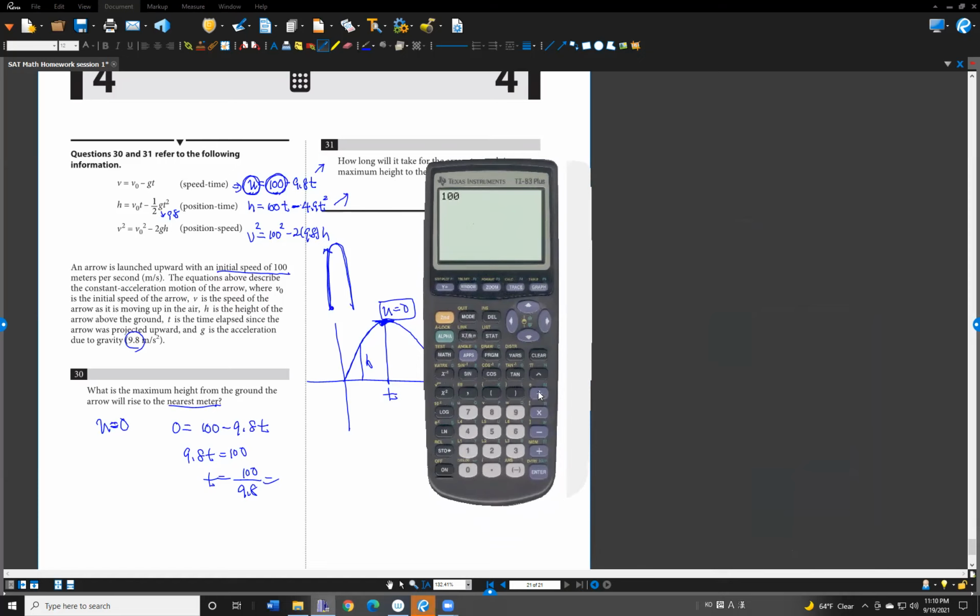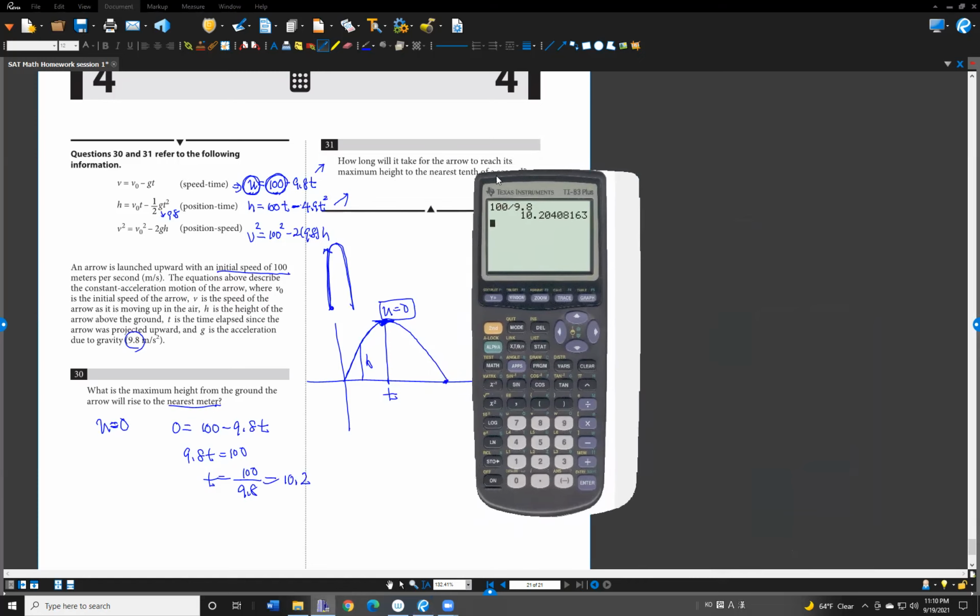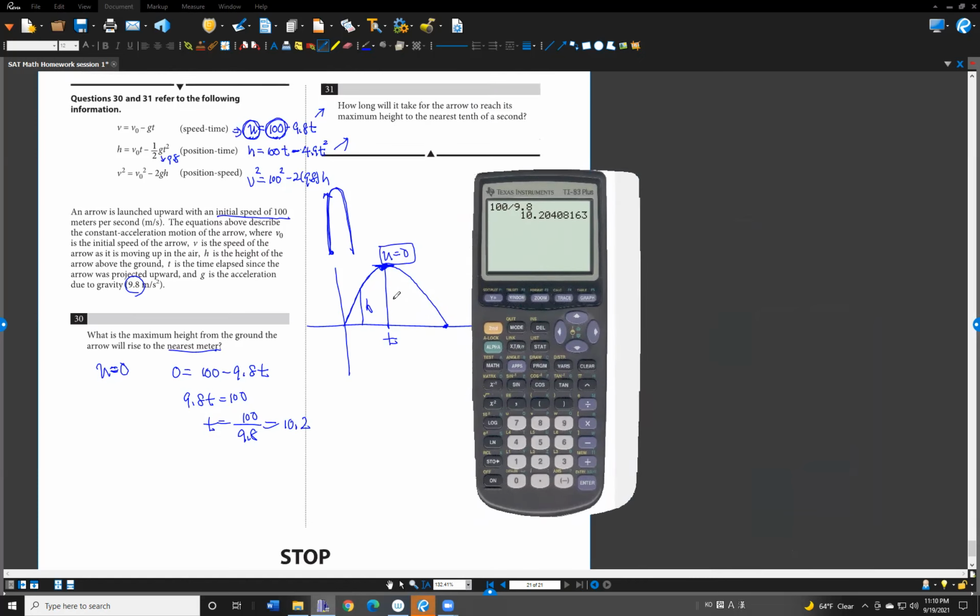$100 over 9.8 is approximately 10.2. Now put this number into the equation to find the maximum height. Maximum height, from here, right? With 10.2 here, the height is now how much? 100 times 10.2 minus 4.9 times 10.2.